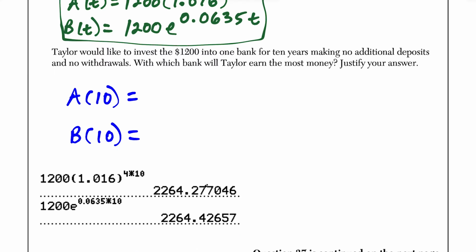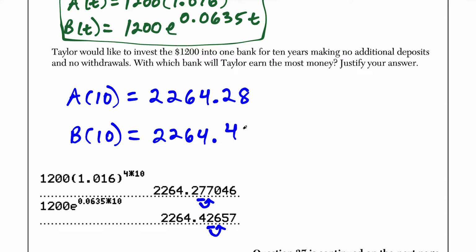Let's round these values to the nearest cent. So we're going to go over to the hundredths place, and we have a 7 over here. To the right is a 7, so we're going to round A of 10 to 2264.28. And for the next value, for B of 10, we have a 2 in the hundredths place, and to the right is a 6, so we're going to round this up to 2264.43. And now we just have to make an observation here. We could say that B of 10 is greater than A of 10. So the question is, with which bank will Taylor earn the most money? We could say Barnyard Bank, because B of 10 is greater than A of 10.